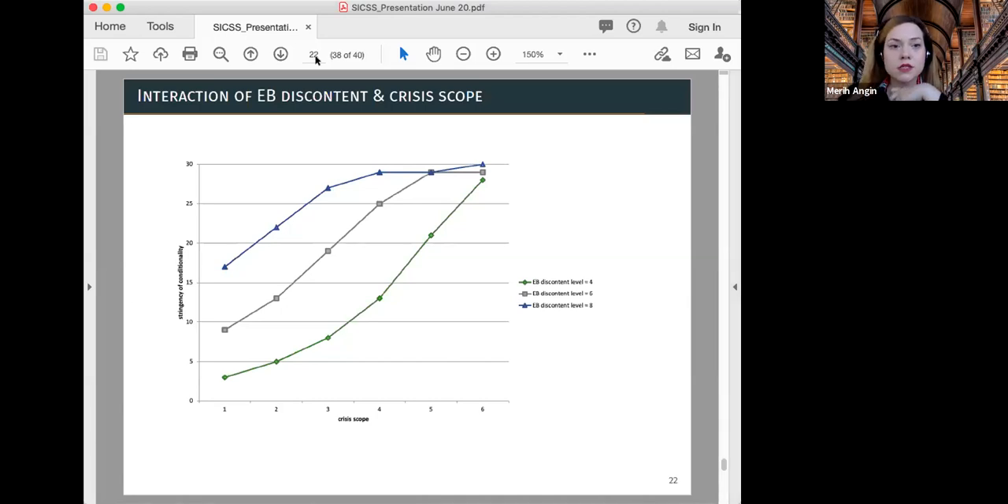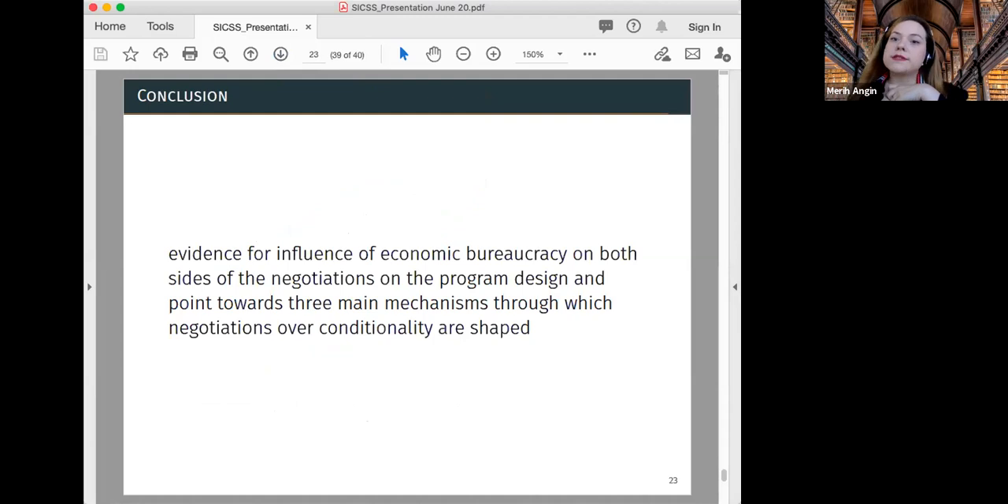scope is quite low. All right, so to conclude, the main findings of this analysis really provide evidence for strong influence of economic bureaucracy on both sides of the negotiations, I would say, on IMF program design, and point through these three mechanisms through which negotiations over conditionality are shaped, as I said.